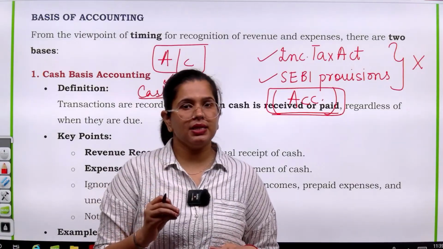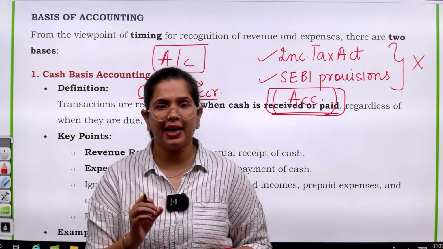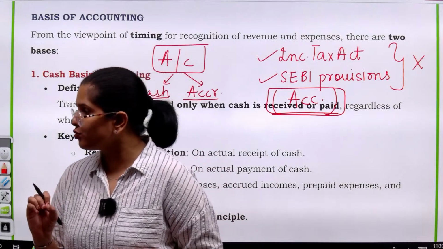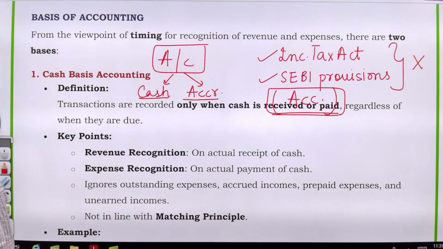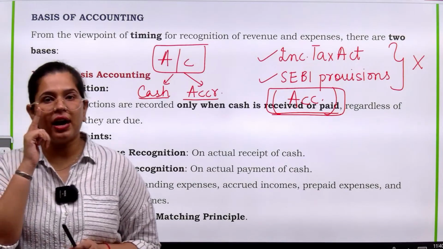Cash basis means record only those transactions which you have paid in cash or received in cash. जो आपको cash में मिला हो या फिर जो cash में pay किया हो, right? So that is your cash basis of accounting.